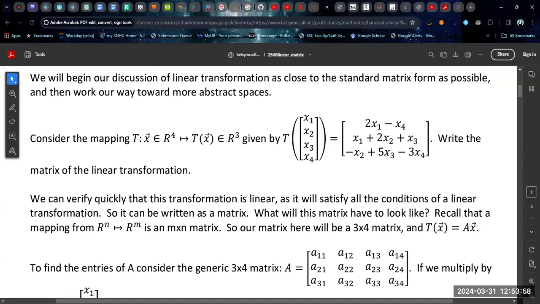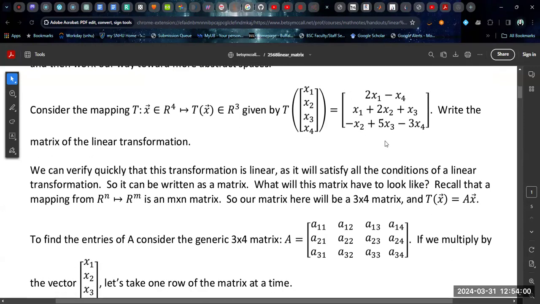So we can verify very quickly that this is in fact linear. There's no nonlinear components. There's no extra constants floating around. So this would be a linear transformation if we run a sort of a quick mental check. Okay, so once we have that, that means that we can write it as a matrix. So what will this matrix have to look like?